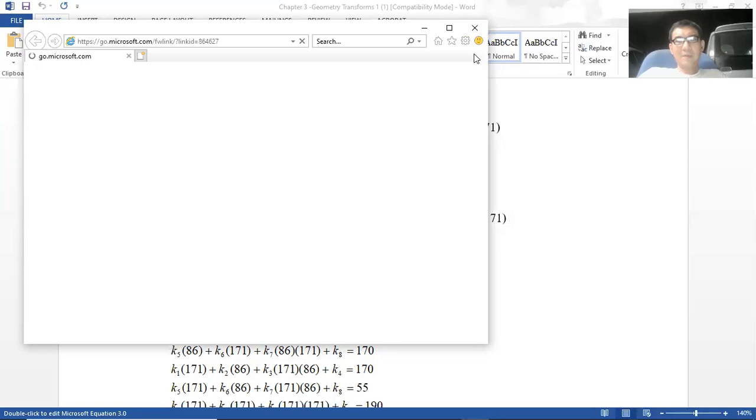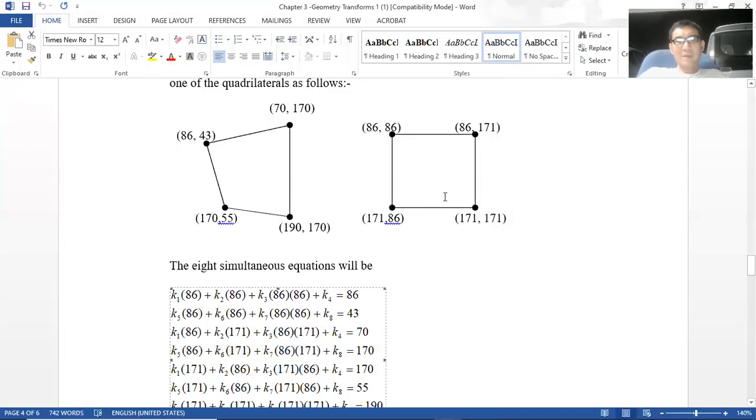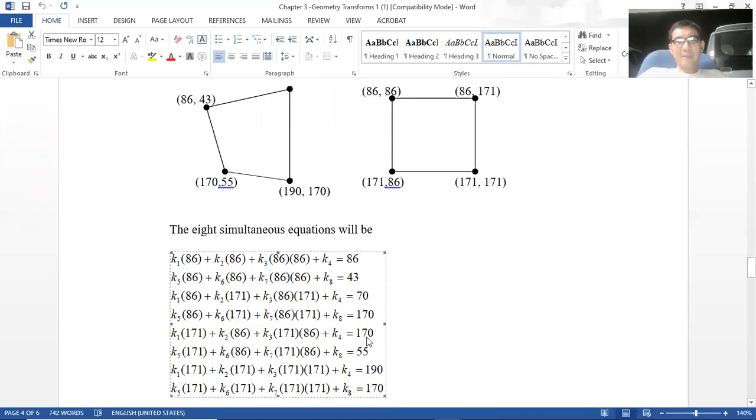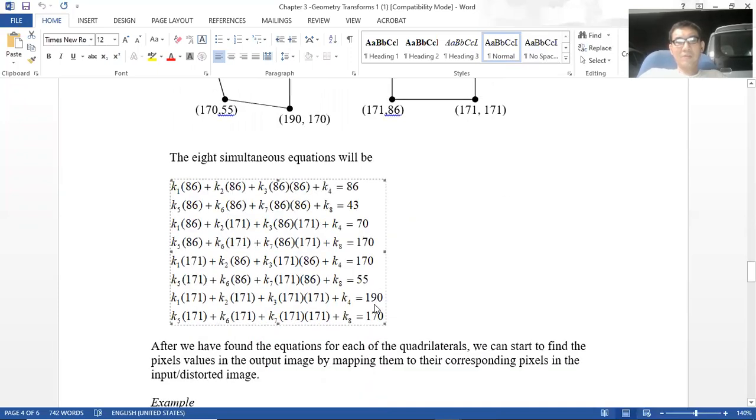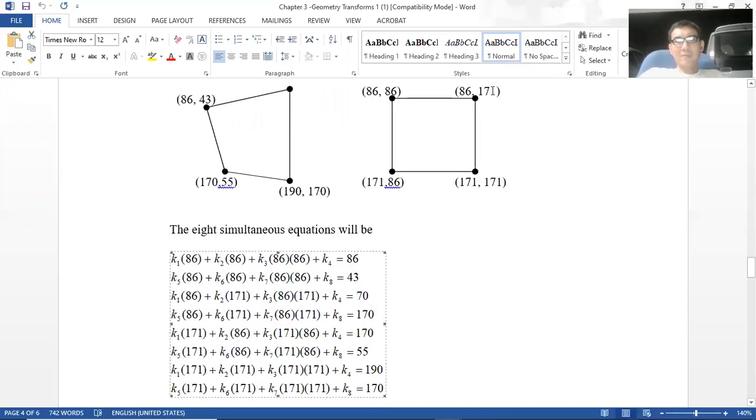Okay, so 170 and 55. All right. 170, 55, and then the RC is 171.86. I think there's a mistake here. It should used to be 171. I don't know why it changed to 170. This one's supposed to be 170.